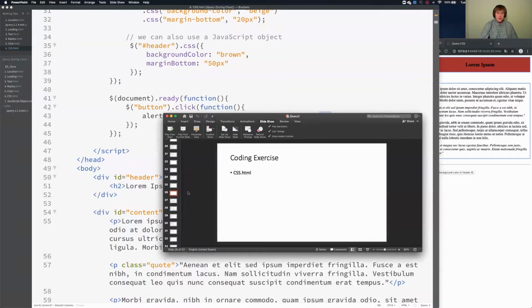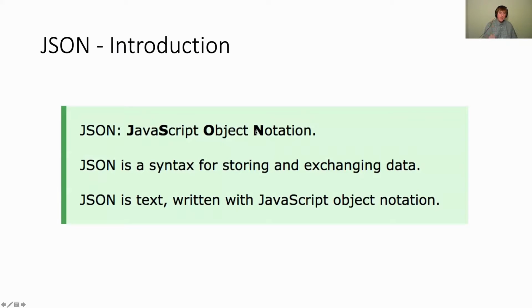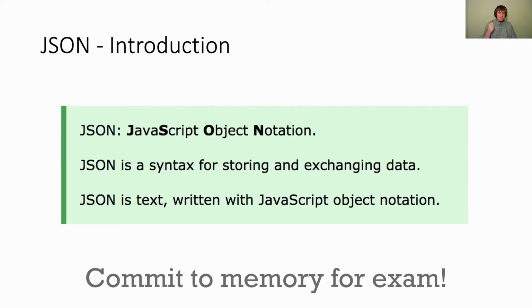We're going to take a look at what exactly a JavaScript object is. Now, a JavaScript object is also known as JSON. JSON stands for JavaScript Object Notation. You're going to want to know this for an exam. What does JSON stand for? What is it used for?